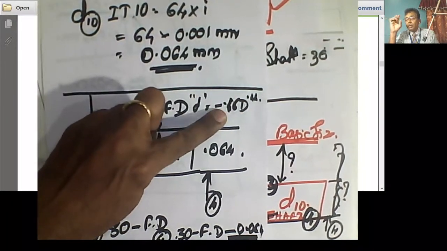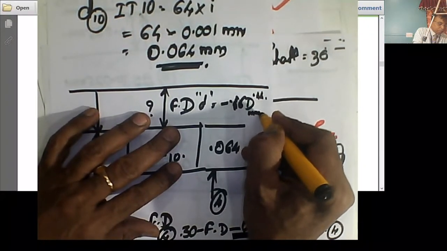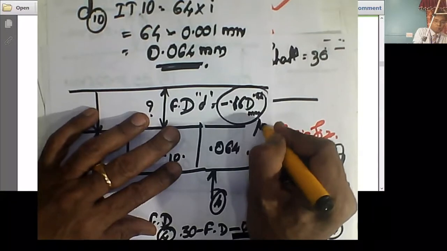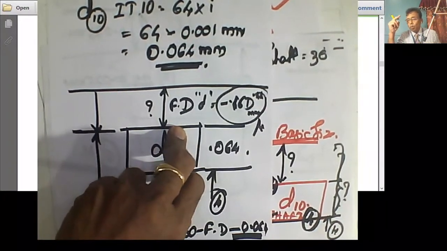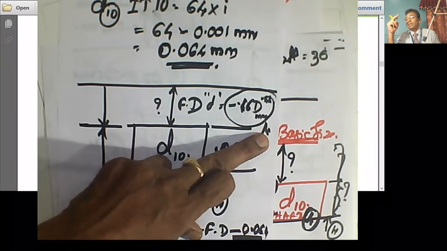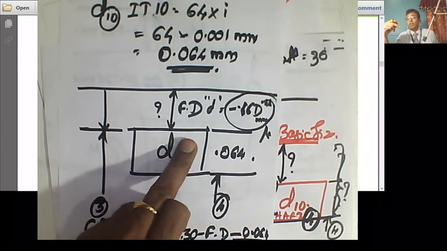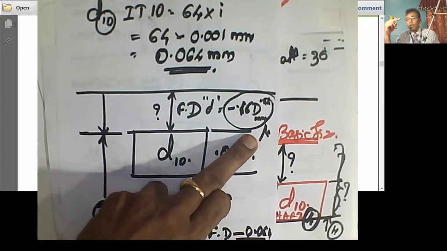Please note, d is in mm, and the answer is in microns. This is a mistake we do normally. Students substitute this in millimeters and assume the answer is in mm. No, the answer is in microns. Okay, FD is whatever answer you get.